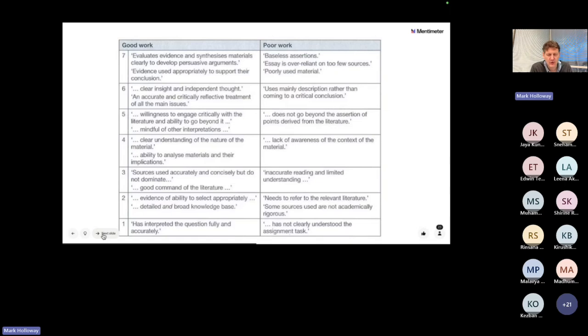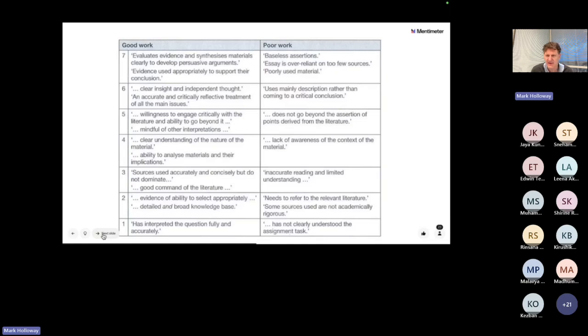These are really commonly seen statements, pieces of feedback on student writing. So, examples of feedback on good work: evaluates evidence, synthesizes materials clearly. Synthesizes is bringing together and uniting to develop persuasive arguments. Evidence used appropriately to support a conclusion. Independent thought, an accurate and critically reflective treatment of all the main issues. Willingness to engage critically with the literature and ability to go beyond it, mindful of other interpretations.